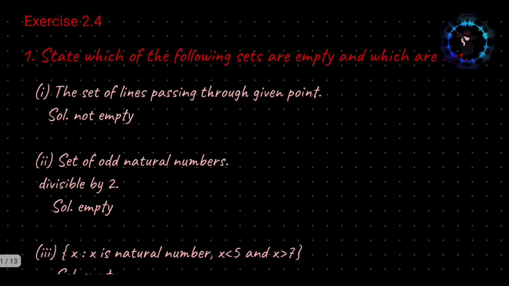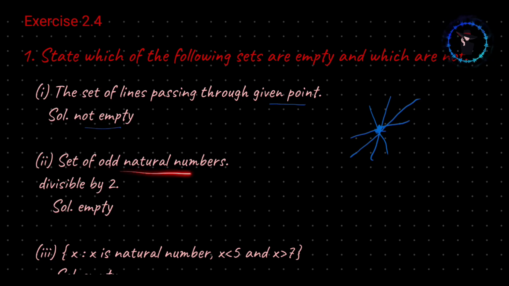Exercise 2.4. State which of the following sets are empty sets and which are not. The set of lines passing through a given point. Is it an empty set? No, it is not. We can count the lines, right? For example, let us consider this as a given point. 1 line passing through it, 2 lines, 3 lines, 4 lines passing through it, right? We can count how many lines are passing through the point. So it is not an empty set.